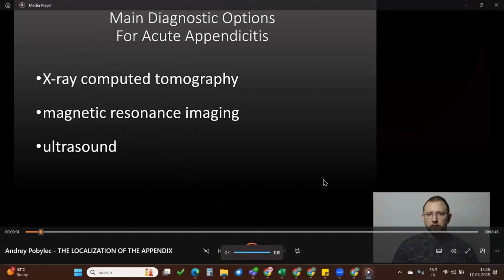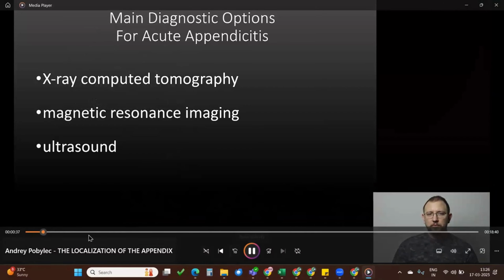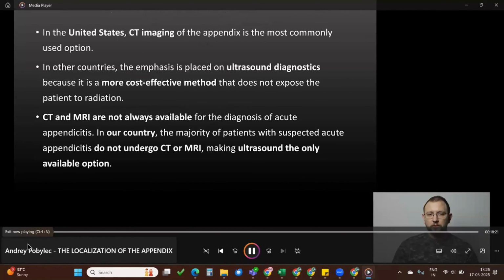Most studies of acute appendicitis are focused on preoperative visualization of the vermiform appendix. Without imaging, the negative appendectomy rate can range between 19 and 21%. As is well known, the main diagnostic options for acute appendicitis include X-ray computed tomography, magnetic resonance imaging, and ultrasound of the appendix. The choice of particular method depends on the hospital's established approach.